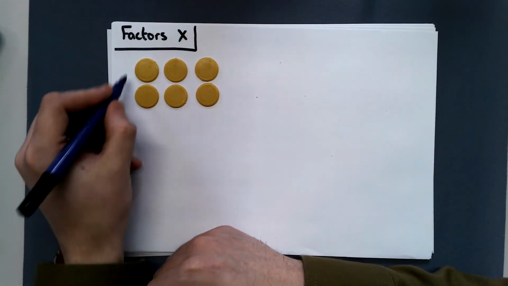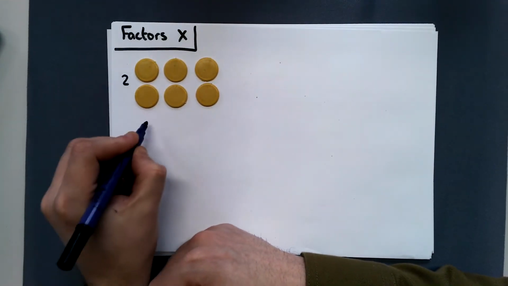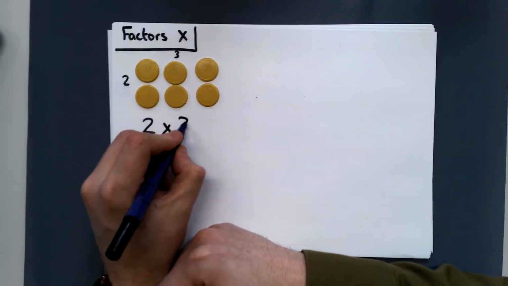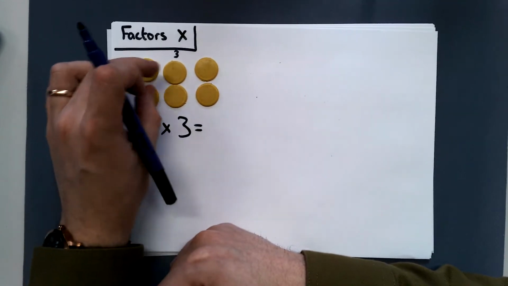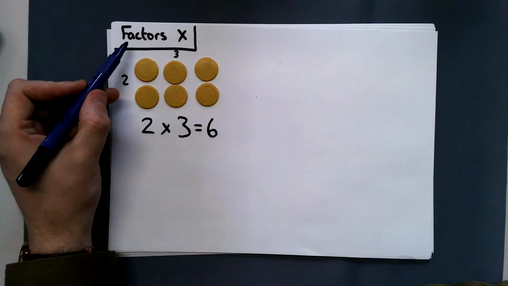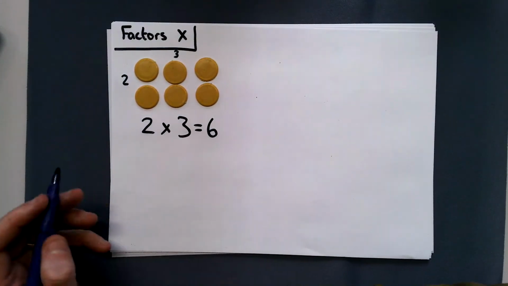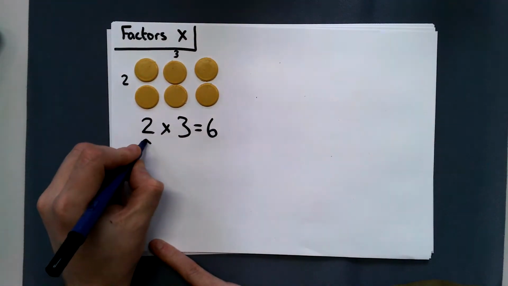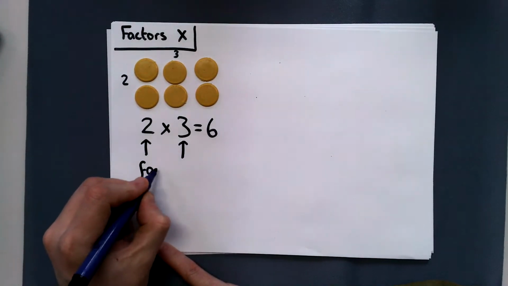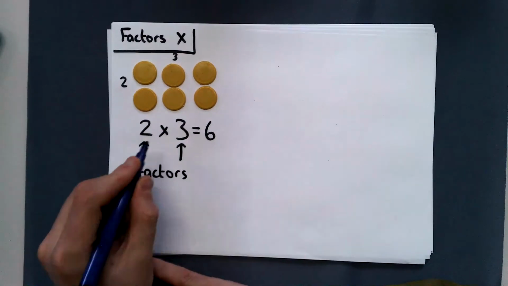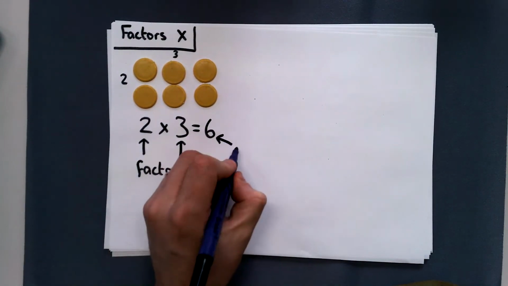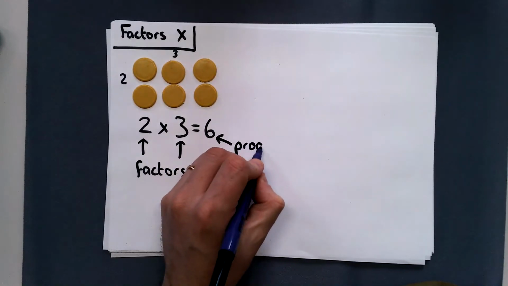The array is 2 down, so it's 2 times, and then it's 3 across, 2 times 3, and we've got 2, 4, 6. Okay, now for today's lesson we're talking about factors. So in this multiplication here, the 2 and the 3 are factors because they are numbers that you multiply together to get the product here. The product is what you end up with.